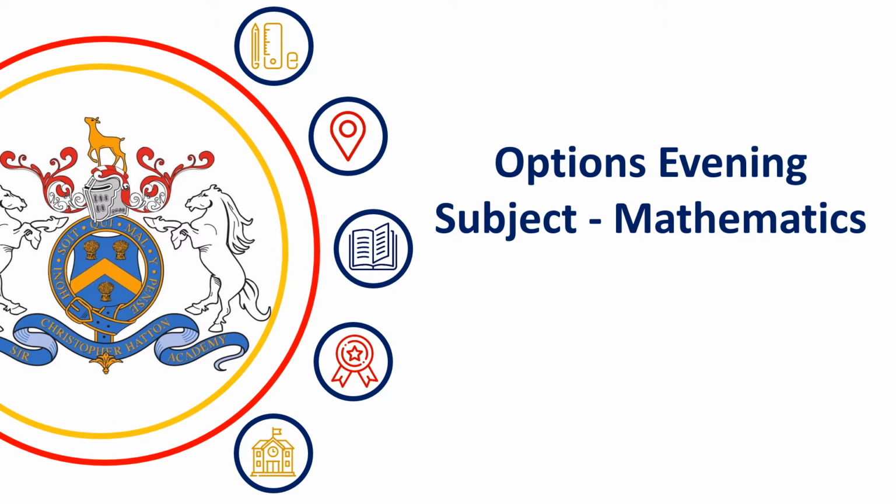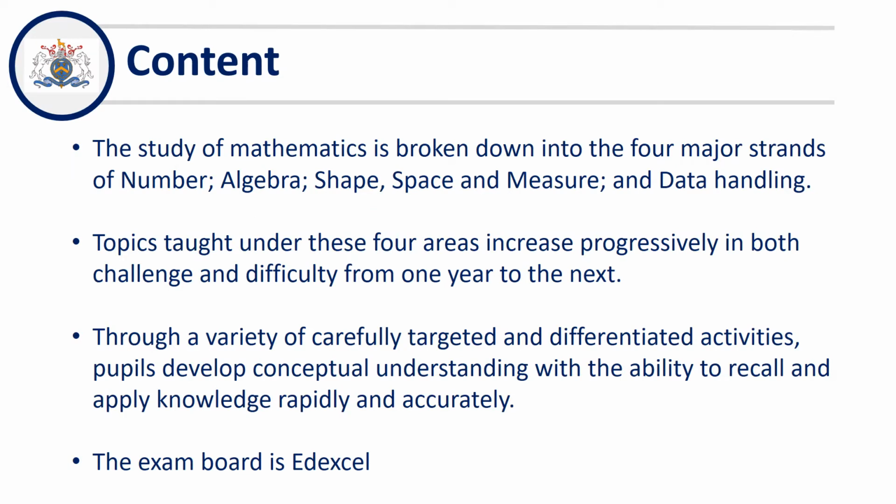I'll be talking through the next few slides about what the GCSE Mathematics course entails. The GCSE course is broken down into four major strands that they would already be familiar with from Year 7 and 8: number, algebra, shape, space and measure, and data handling. These topics are built upon year on year, increasing in difficulty and challenge.